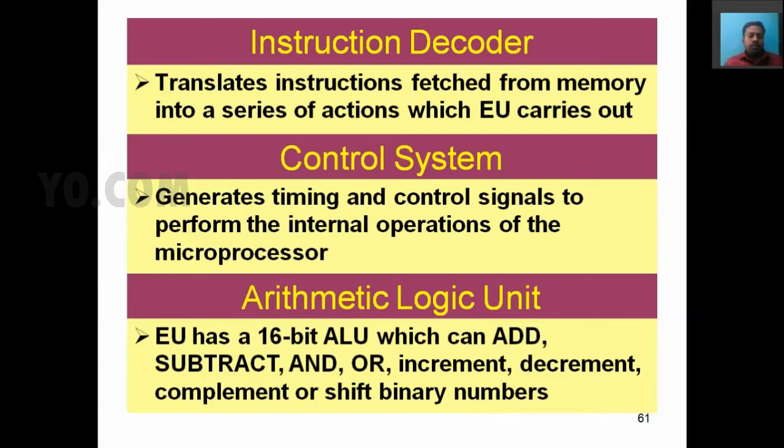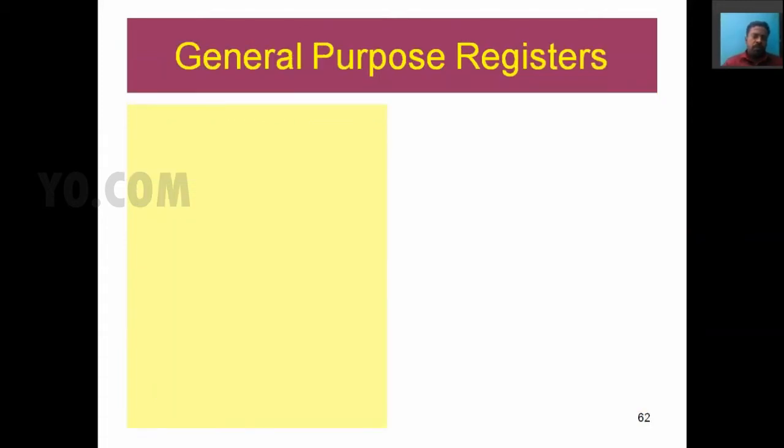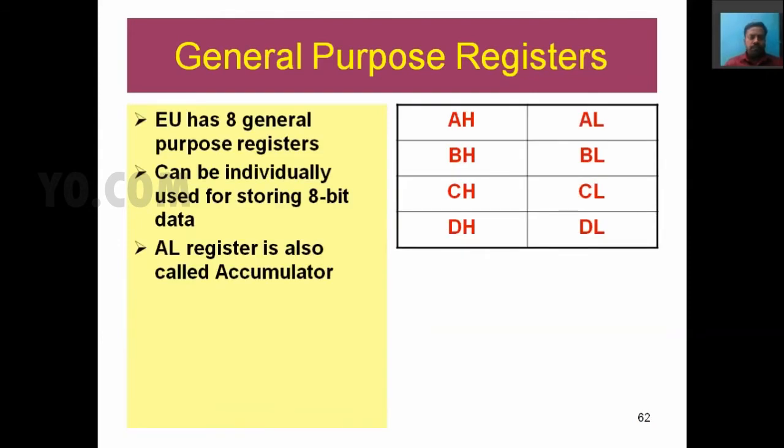So the execution unit has a 16-bit arithmetic logic unit, which can do arithmetic and logical operations. Arithmetic operations means mathematical operations such as addition, subtraction, multiplication, division. Logical operations are OR, AND, NOT, NOR, and also binary shift, increment, decrement. These are performed by the ALU. The ALU is 16-bit.